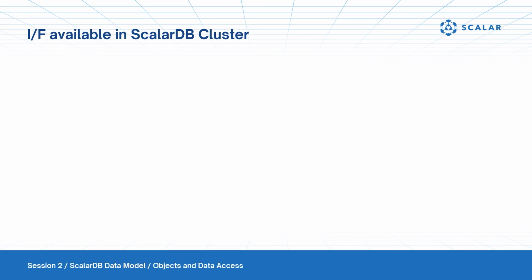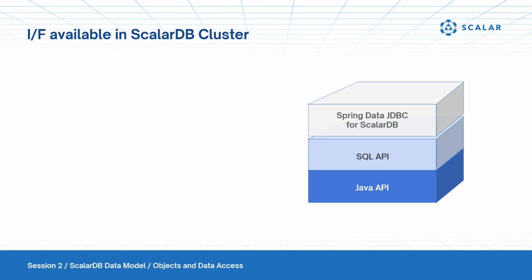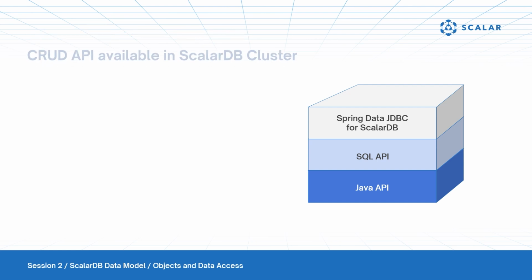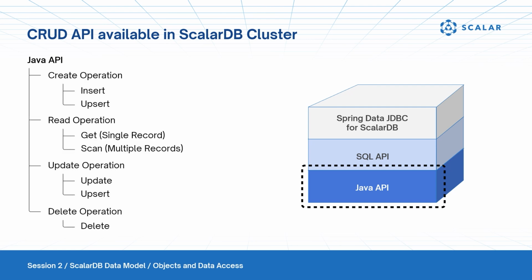The interface available in ScalarDB cluster has Java API as its core component. The SQL API operates above that, and Spring Data JDBC for ScalarDB operates on top of that. In this session, we will discuss Java API to understand the basic internal working. The Java API provides the following commands for CRUD operations. It should be noted that the read operation is explicitly divided as get and scan operations. These two operations provide different functionality. The create, update, and delete operations can be considered similar to other DB operations.